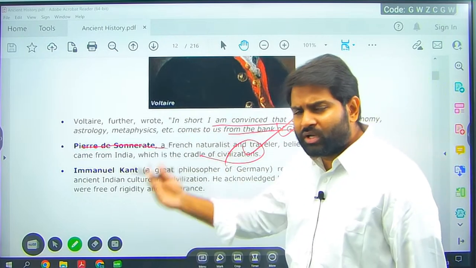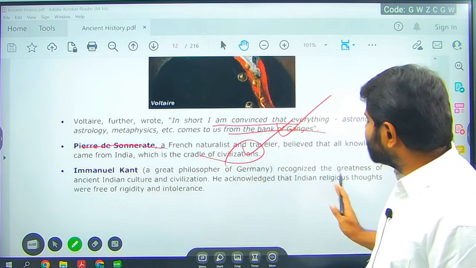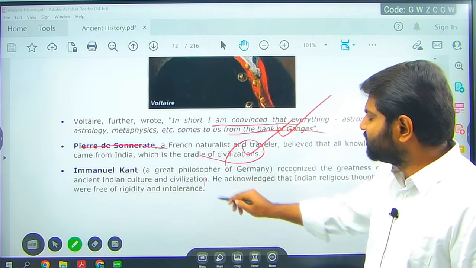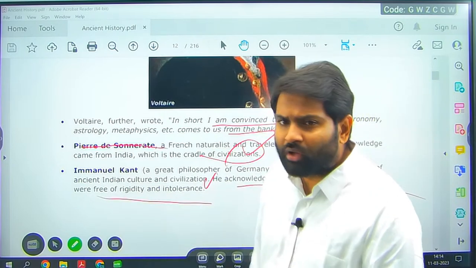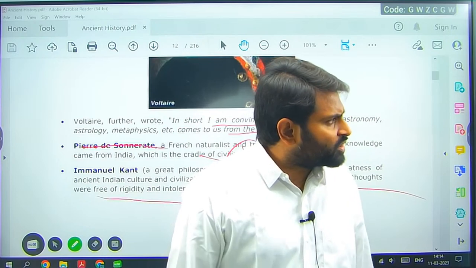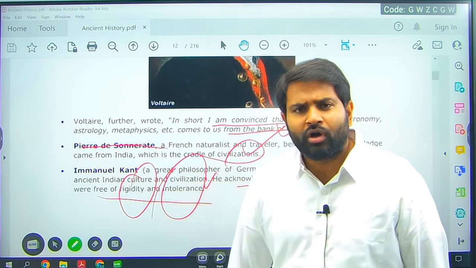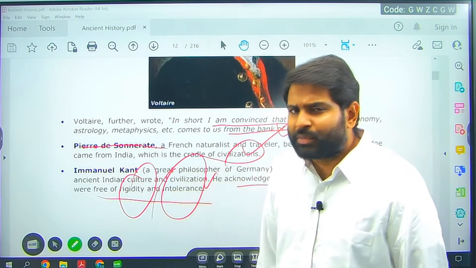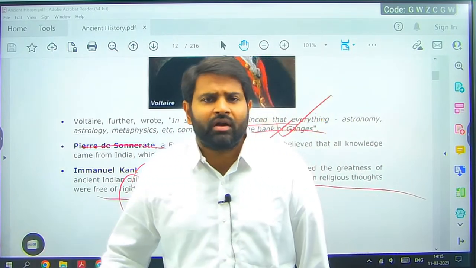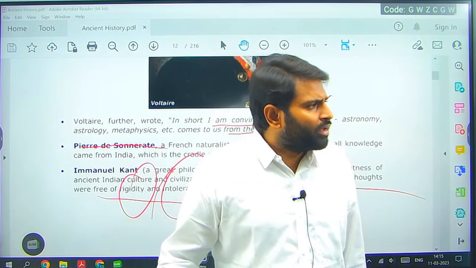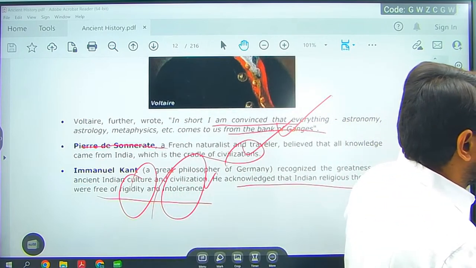Immanuel Kant, who is very important for the categorical imperative in ethics, a great philosopher of Germany, recognized the greatness of ancient Indian culture and civilization. He acknowledges that Indian religious thoughts were free of rigidity and intolerance. So, one of the important features of religion is that it should not be rigid, it should not be intolerant. All the principles which are being taught here are moral principles. These are the basis for many codes of conduct in most parts of the world. So, this is what they are trying to say about Indian history especially.